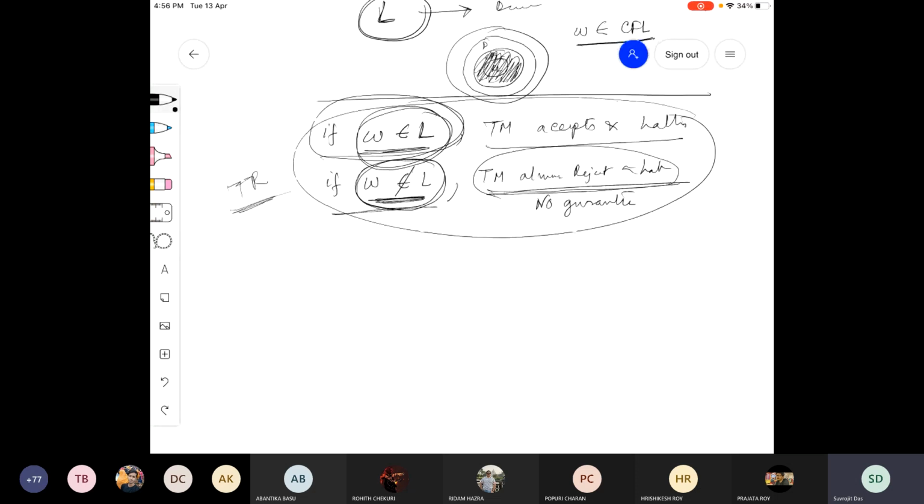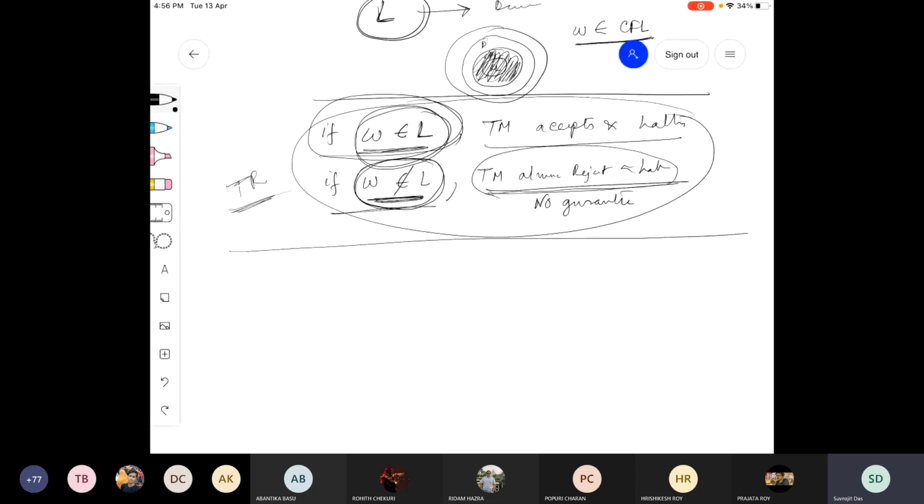But there are also other languages that are not good languages. By not good, I mean not good for computation. These are not even Turing recognizable. So even if W is a member of L, that the Turing machine always accepts and halts is not guaranteed.